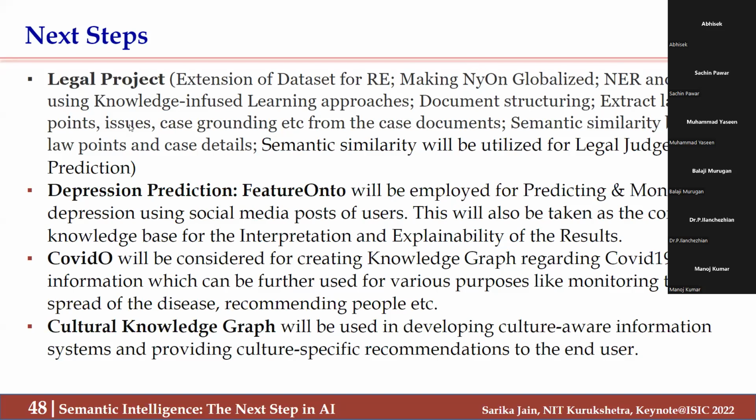NER and RE using knowledge infused learning approaches, document structuring to extract the law points, issues, case grounding, etc. from the case documents. Then semantic similarity based upon these law points and case details we have just mentioned, and utilizing this semantic similarity for legal judgment prediction. As I mentioned, the feature ontology, we want to utilize for predicting, number 1, for interpretability, number 2, and for explainability, number 3. And we are very nearing to our results.